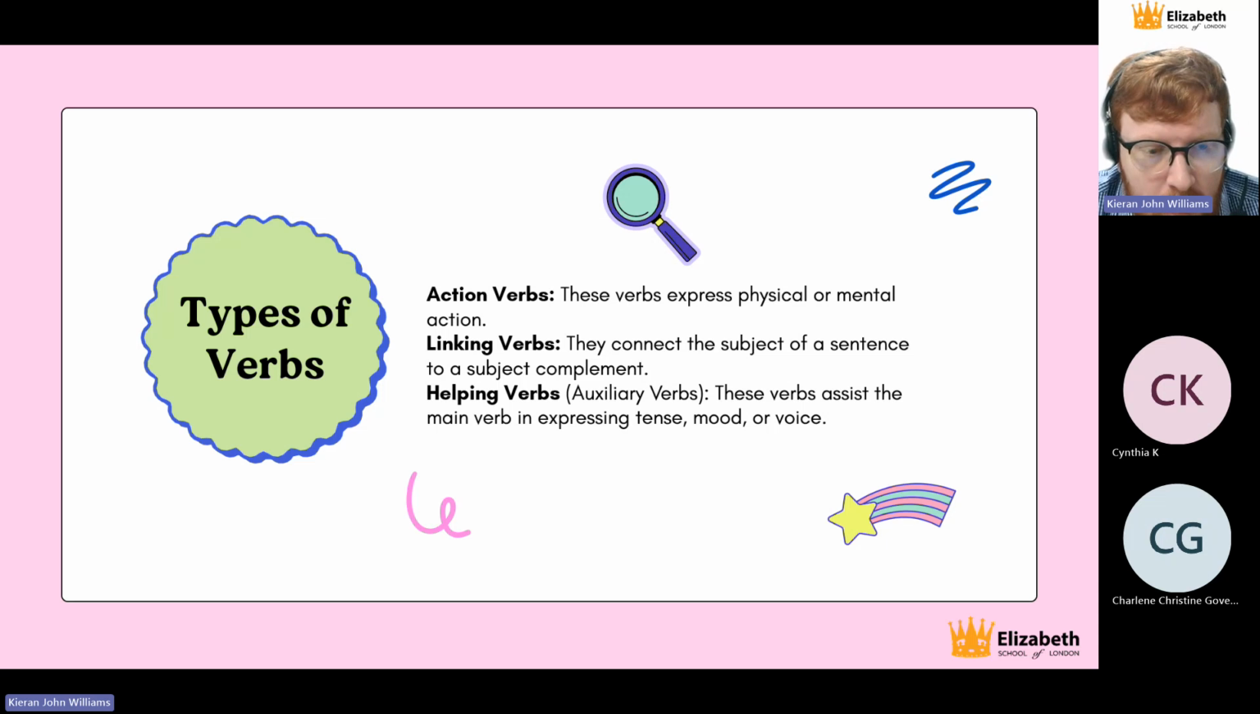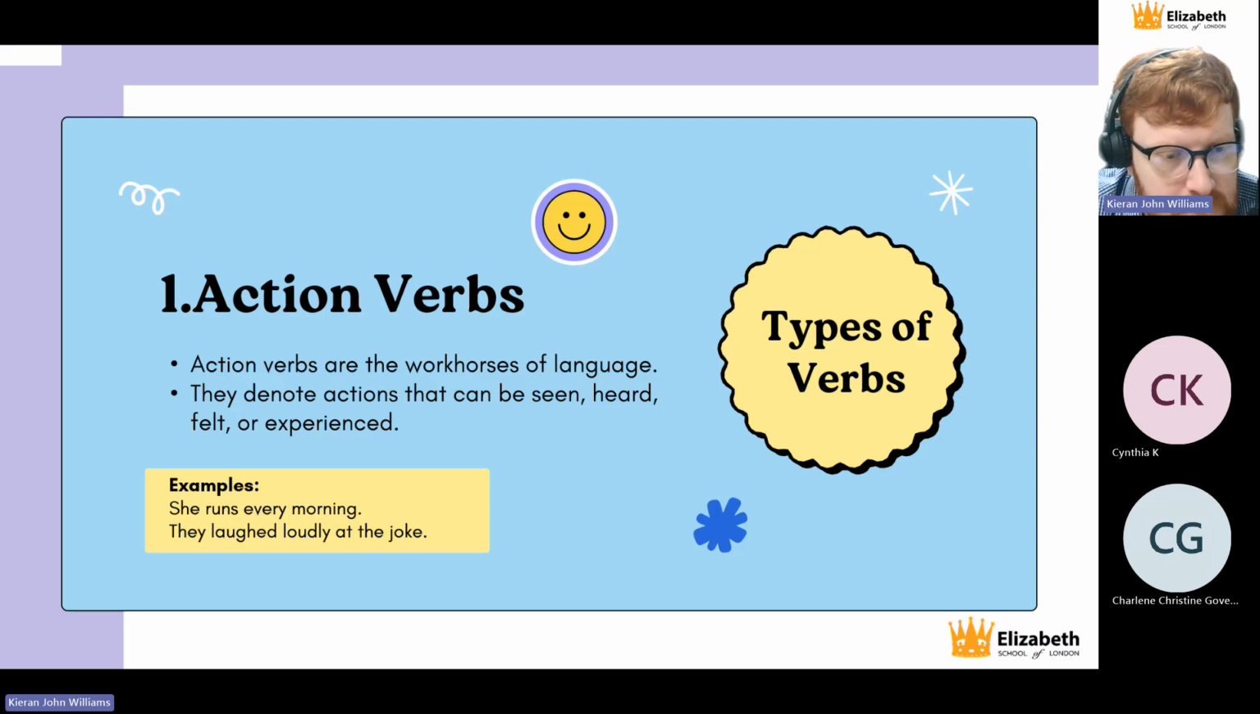Our action verbs can be those verbs which express physical or mental actions. We can have linking verbs that connect the subject of a sentence to a subject complement. We'll have a look at that in a second if you're not quite sure about it. And then we also have helping verbs, like auxiliary verbs, which help out the main verb in a sentence. We'll look at these separately anyway, so don't worry if you're not sure about these so far. Let's begin with the most common, the most obvious type, which are action verbs.